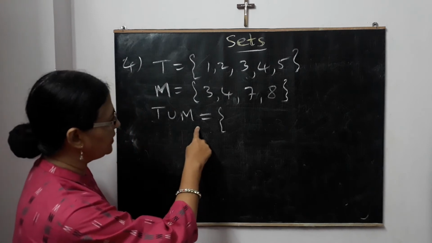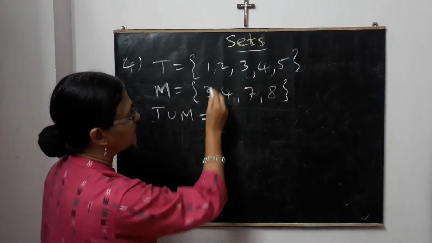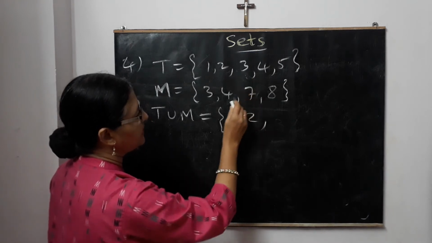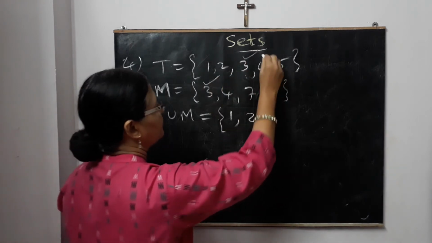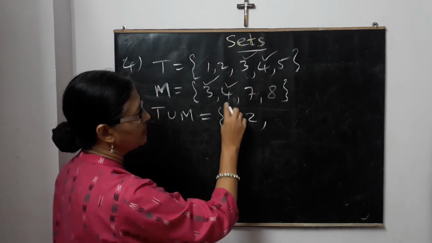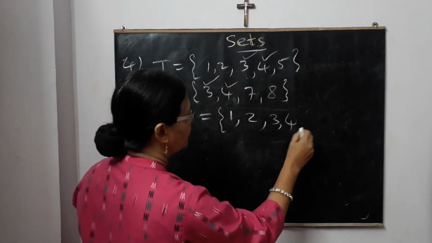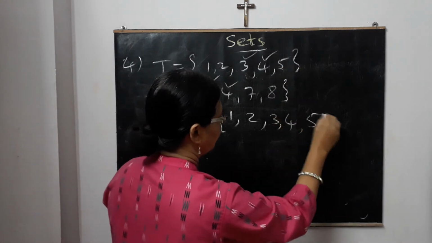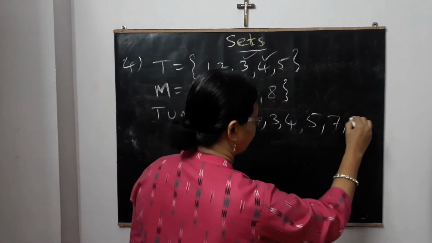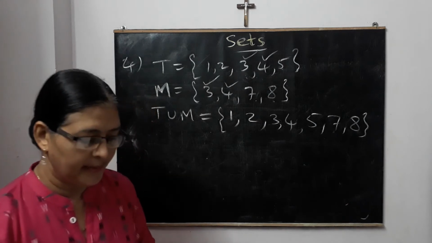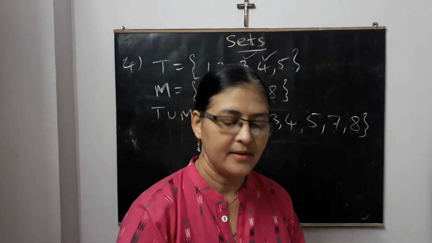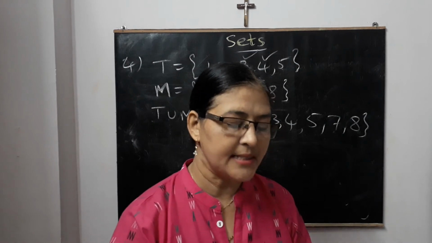You have to find out T union M. What will be T union M? That is whichever elements are there. If they are repeated, that is 3, 4, they are repeated here in both, only one time you will be writing 3, 4. So 1 and 2 from here, 3 and 4 from both one time, 5 and 7 and 8. This becomes T union M. That is your option. So which option will it go to? It will come to option C. C is the option. With that we end the second question.